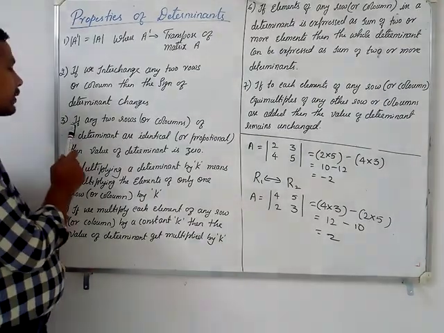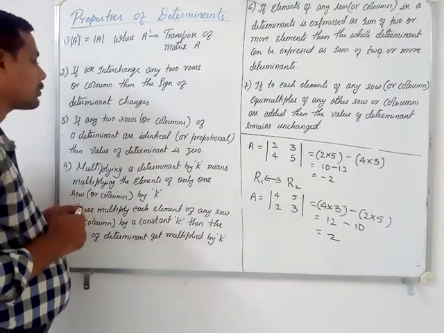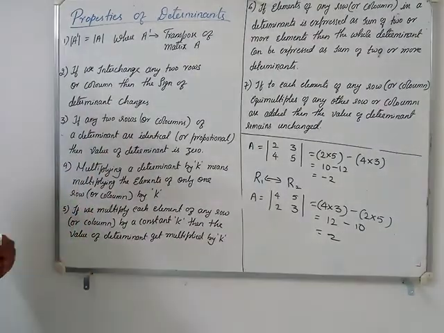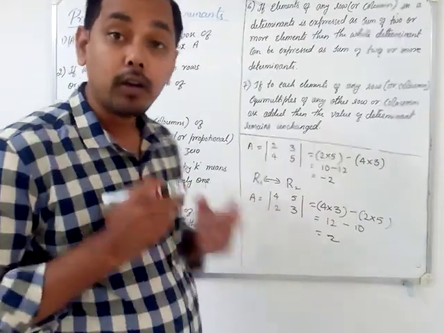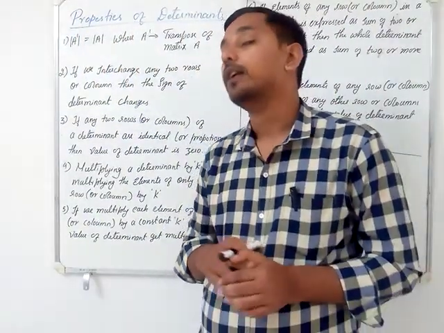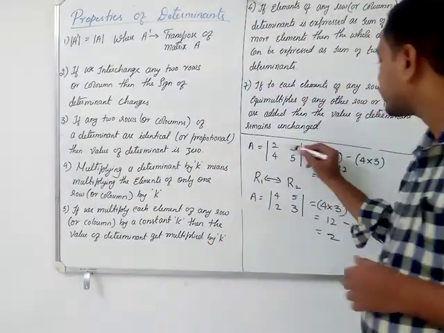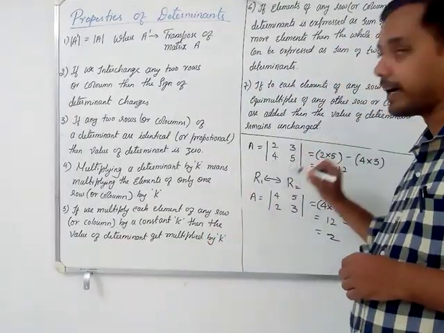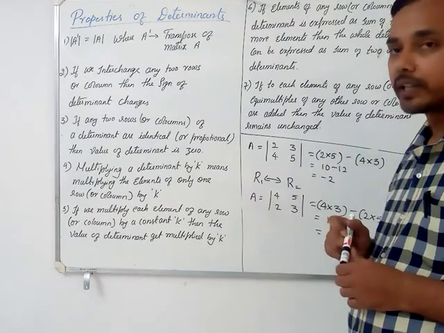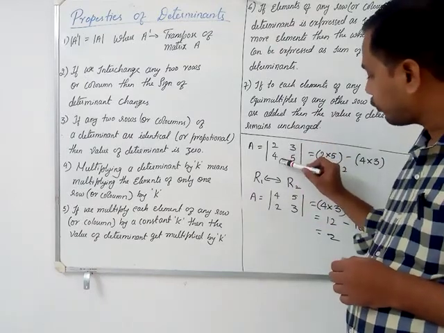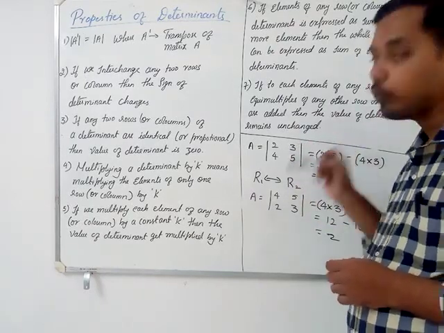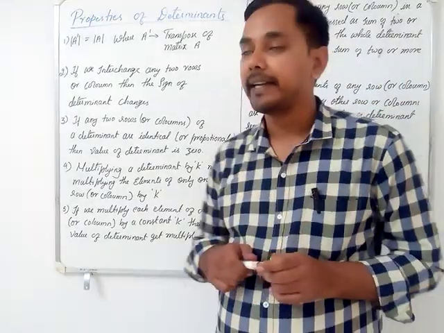The third one is, if any two rows or columns of a determinant are identical. What is the meaning of identical? That is, the same. For example, here I am having 2, 3. If here also I have 2, 3, then two rows are identical. Or if I am having 2, 4 here and here also I have 2, 4, then it is called identical.